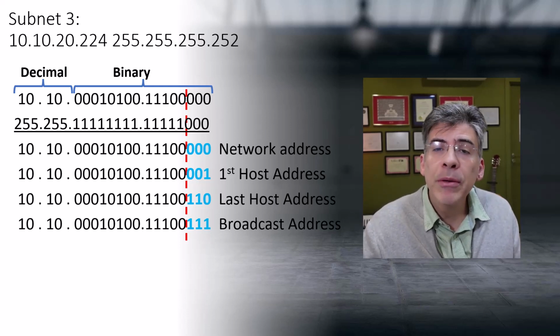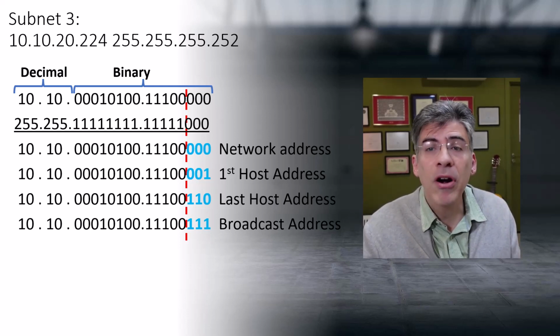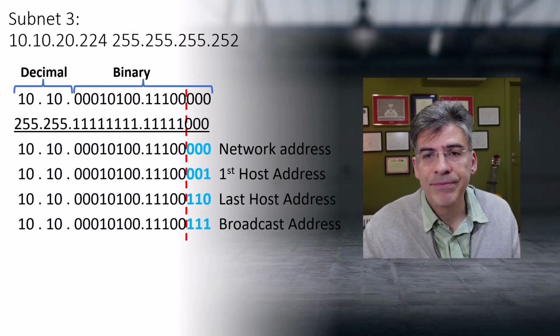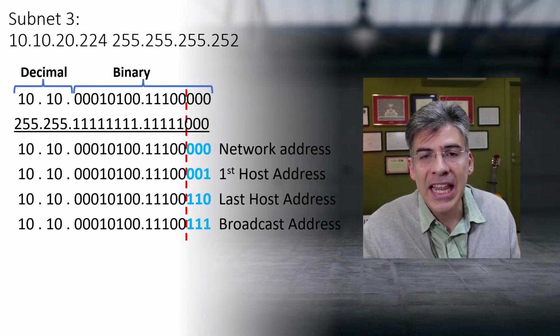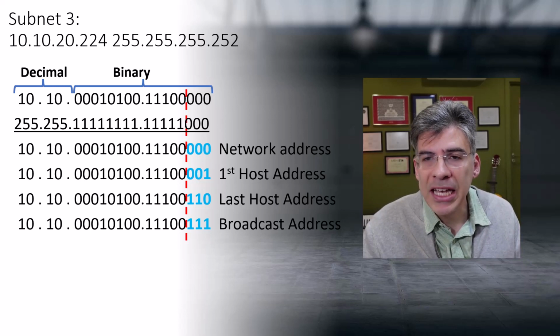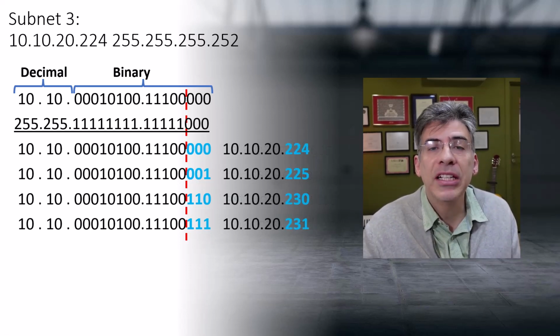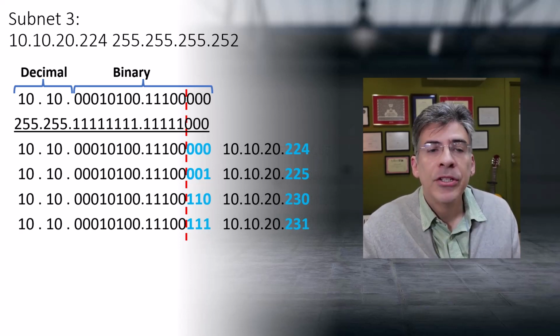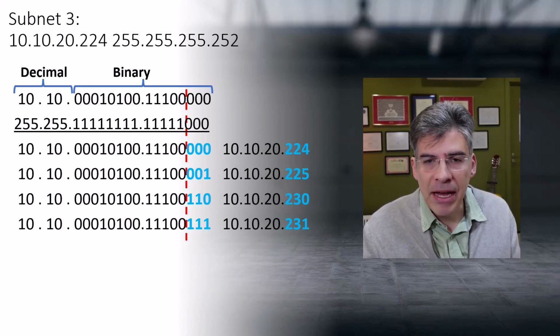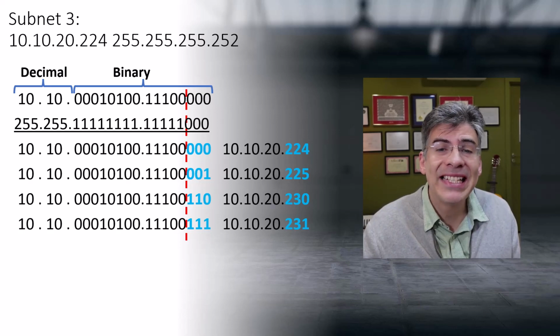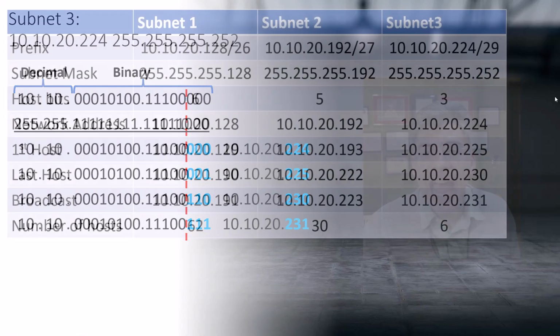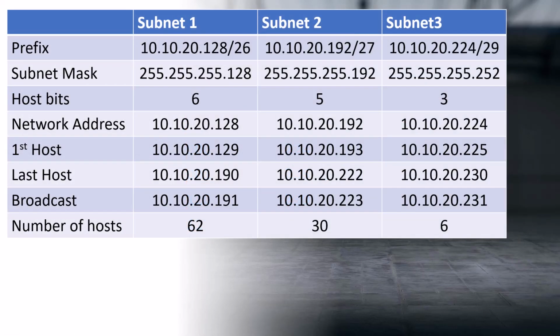So now we found all the important addresses in this process for our last subnet. We have the network address, the first and last host addresses, and the broadcast address. The only thing left to do, as always, is to write them out in dotted decimal format. So that's the third and final subnet. Now here is a table that summarizes the address spaces that we have allocated for all 3 subnets.